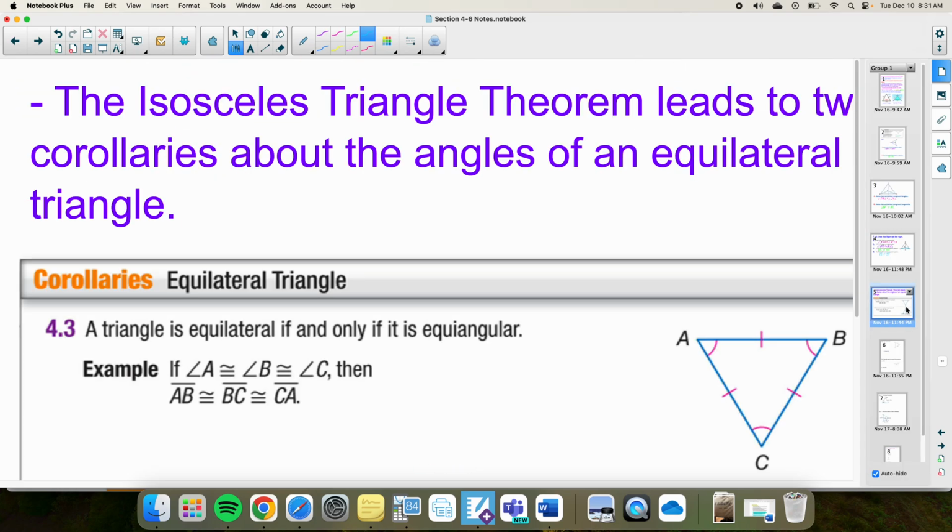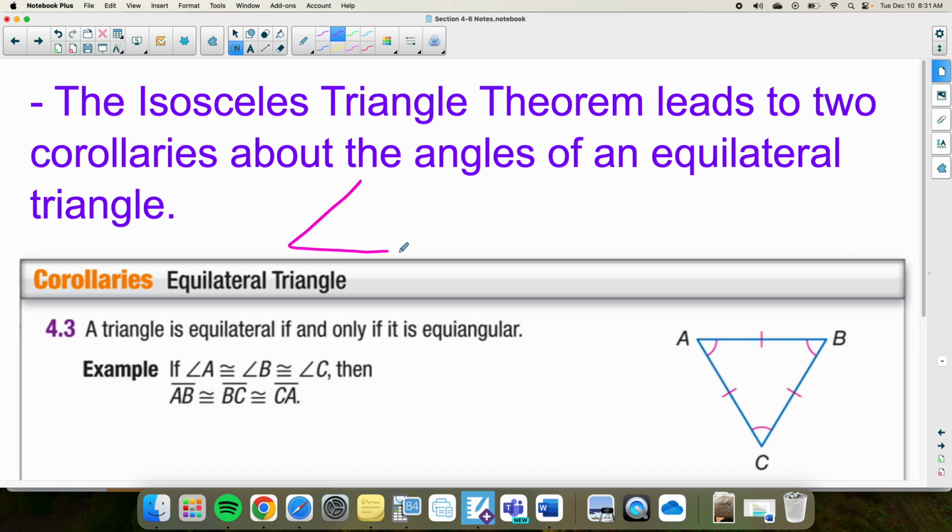Okay? Now we're going to learn about equilateral and equiangular triangles. So here's the deal. An equilateral triangle looks like this. It has all three sides congruent. Lateral means sides, so it's equal sides. Equiangular would look like this. It would have all of these angles marked congruent. So equiangular means equal angles.